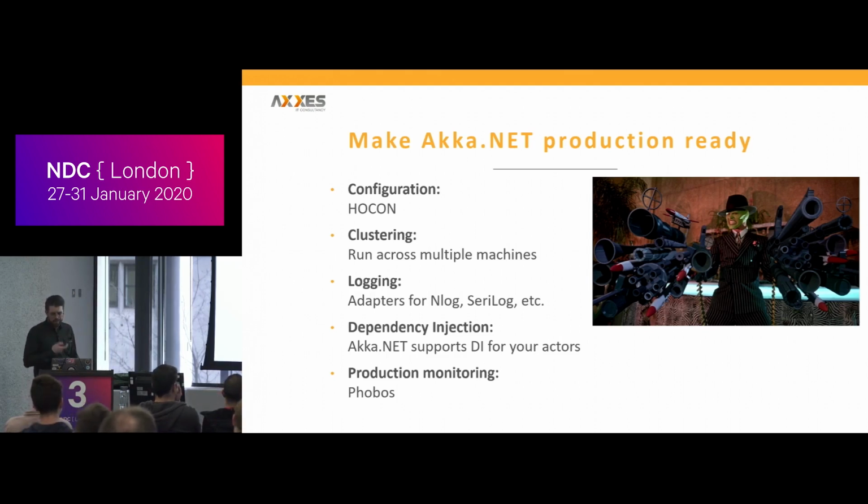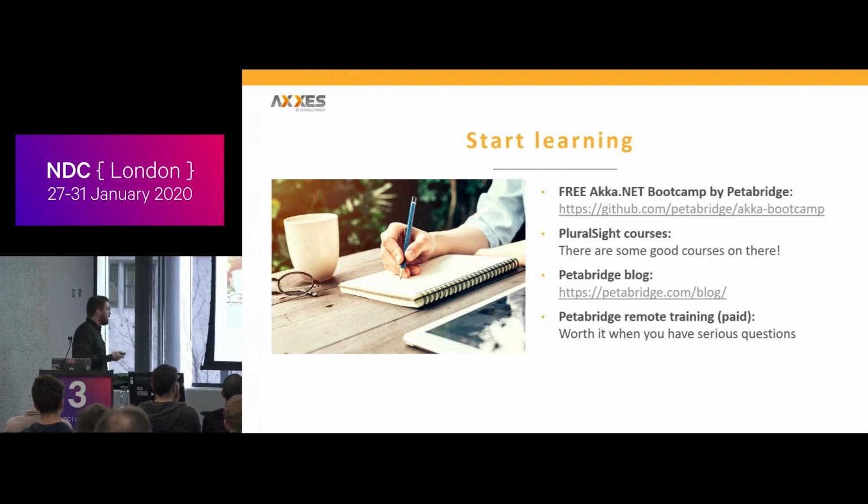So those are the things that we didn't cover today, but if you wanna run in production, you're gonna need all this. If you wanna start learning about Akka.net, there is a bootcamp by Petabridge, which is free. You can just go to GitHub, you can do it by yourself. It's self-paced learning. It's really good. It gets you acquainted with all the concepts of Akka.net. And also on Pluralsight's site, you can find some pretty good stuff. The Petabridge blog is a gold mine of information. Every new feature that they build, they blog about with code samples and everything. So most of the stuff you can find on there.